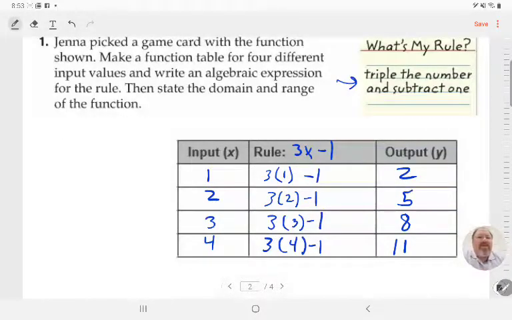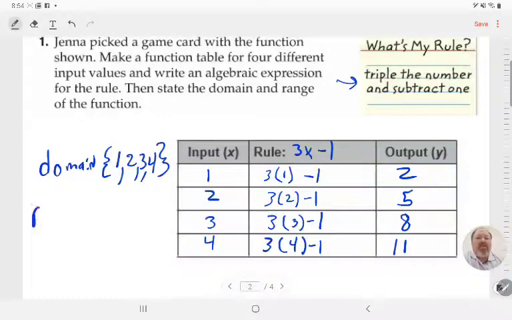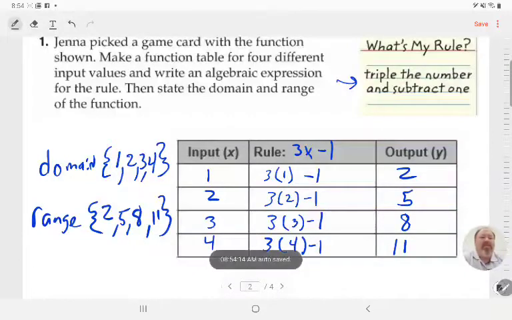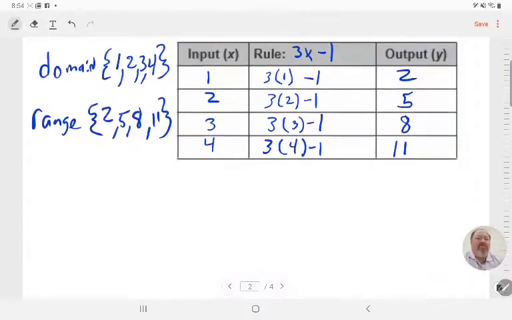Then I would list out, it says state the domain and range. So I would just say domain, and that would be my x values. 1, 2, 3, 4. Then I would do my range, and that would be my y values. 2, 5, 8, and 11. Okay? So now I have answered the entire problem, everything it asked me to do. I created the table, I wrote an algebraic expression for the rule, and I stated the domain and the range. Okay? All right, I'm sure you all did wonderful.